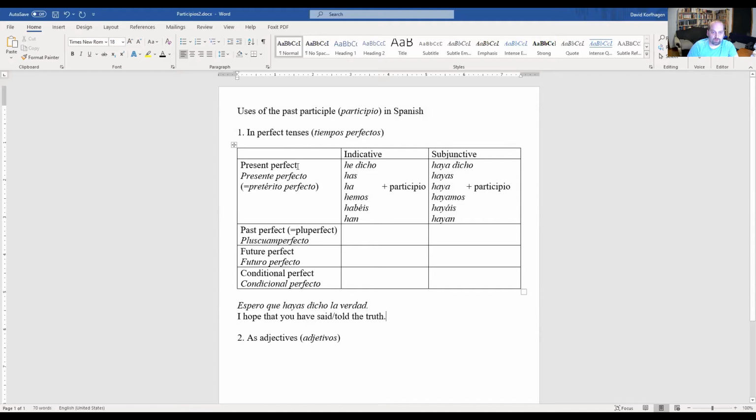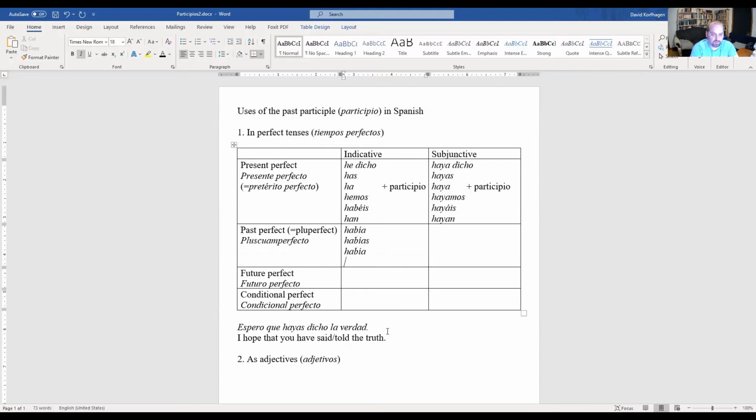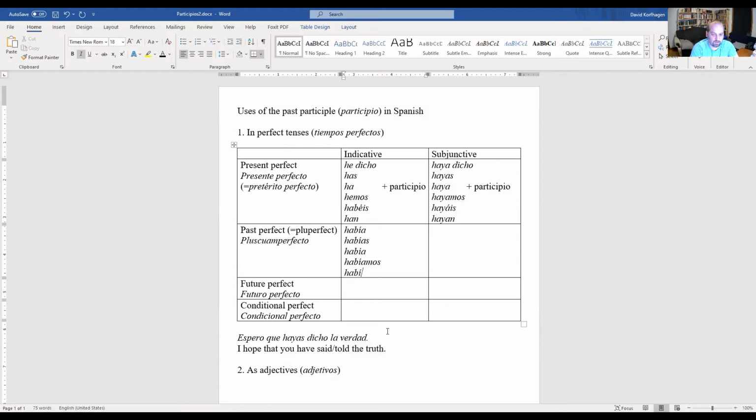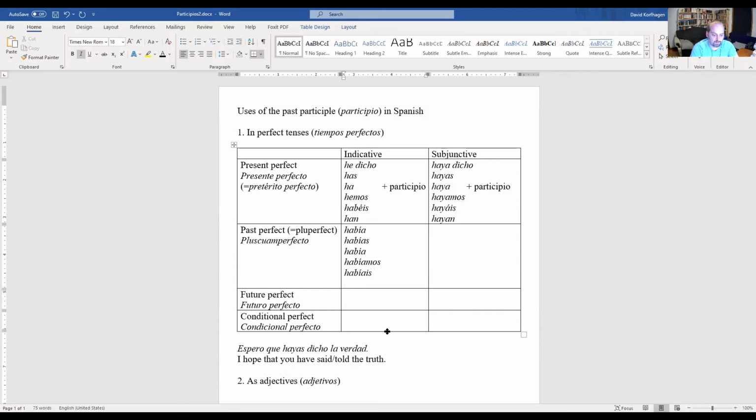So notice the present perfect, you use the present tense of haber, and then the participle. And this is the present tense, but subjunctive mood here, right? So the pluperfect, or past perfect, it's sometimes called pluscuamperfecto in Spanish, actually uses the imperfect of haber, right? So había, habías, había, habíamos, habíais, habían. And then again, you add the participle afterwards, right?